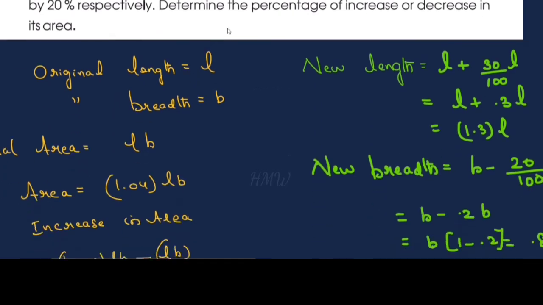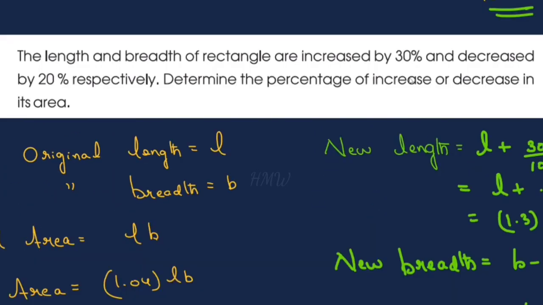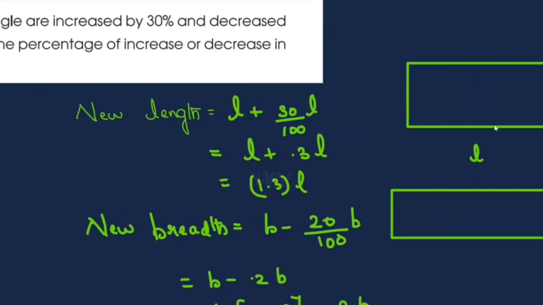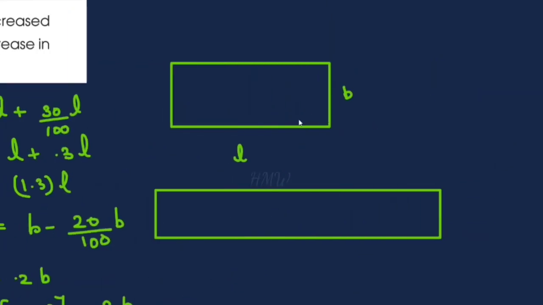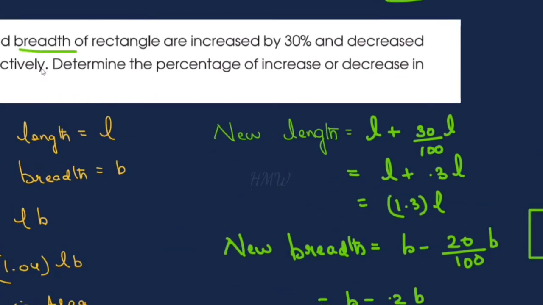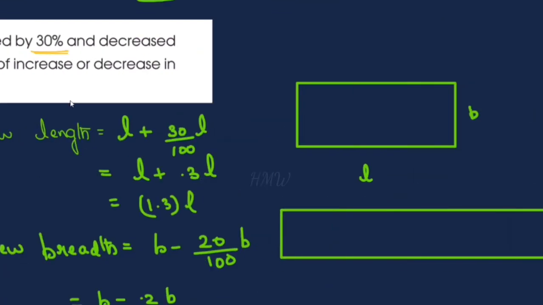Question number 6. The length and breadth of a rectangle are increased by 30% and decreased by 20% respectively. This is the length and this is the breadth of the original rectangle. Next, you are getting a new rectangle. The length is increased by 30% and the breadth is decreased by 20%.